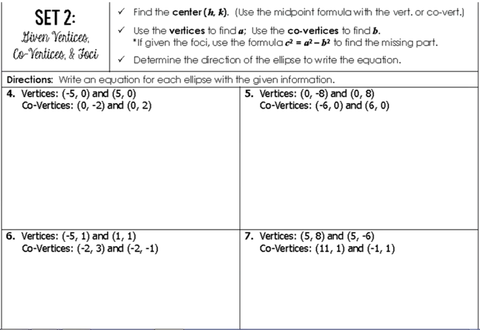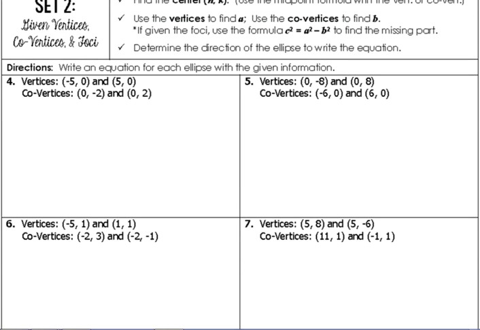So if we're given the vertices, the co-vertices, and/or the foci, what do we need to do? Well, step one, we need to identify the center from the vertices and/or co-vertices. It says on here, use your midpoint formula. The center is right in the middle of both your vertices and your co-vertices. So we use the midpoint formula. Use the vertices to find A, because remember the distance between the vertices is 2 times A. So we can divide that by 2. Use the co-vertices to find B. If you're given the foci, use that other formula, and then determine the direction of the ellipse.